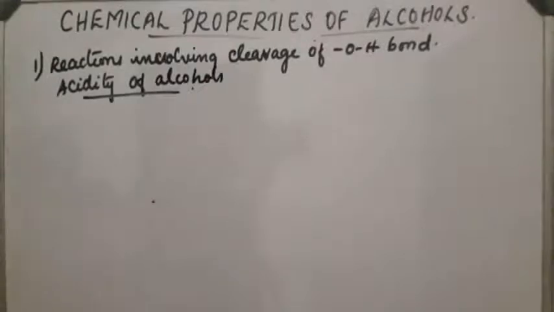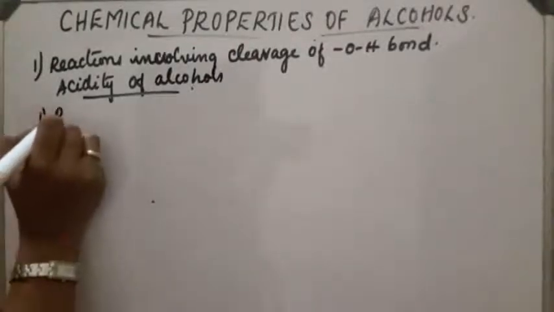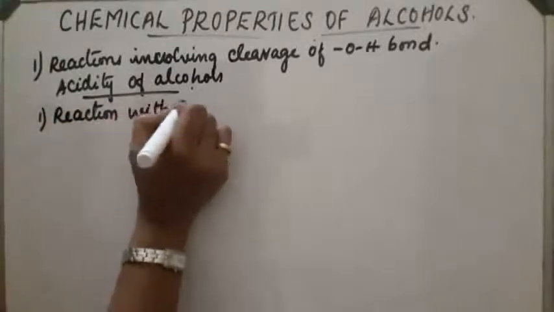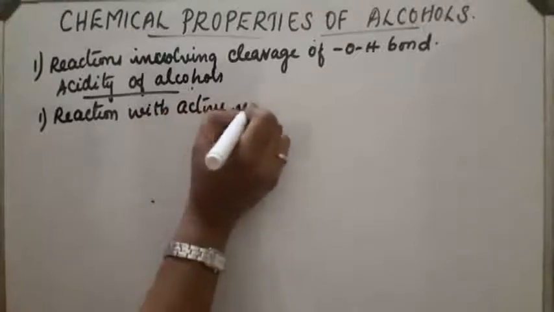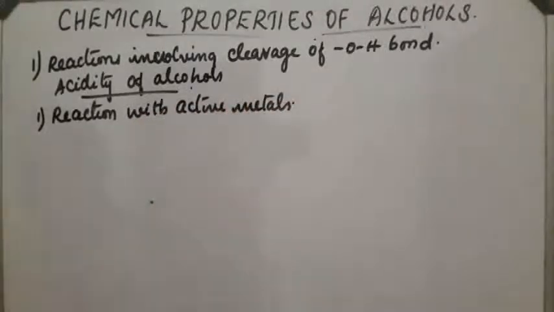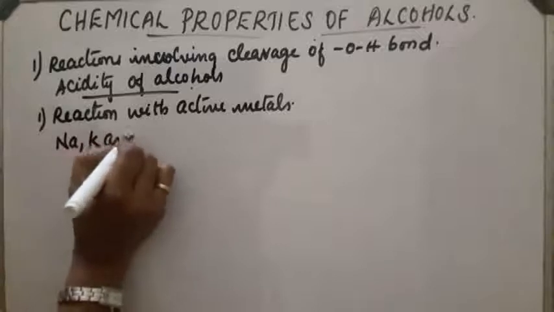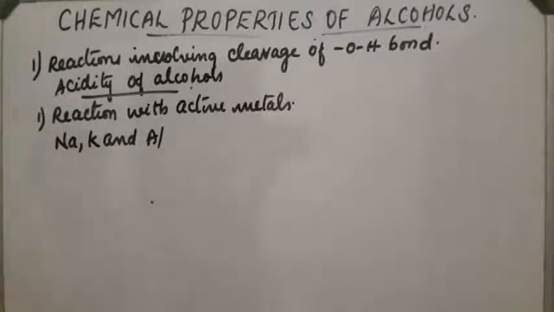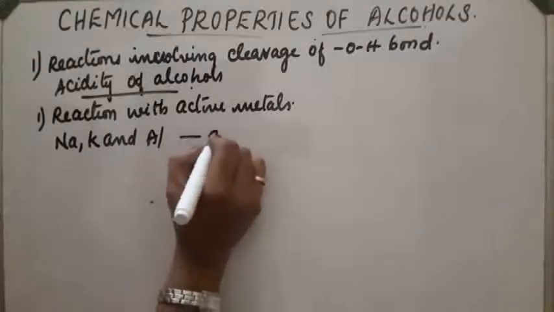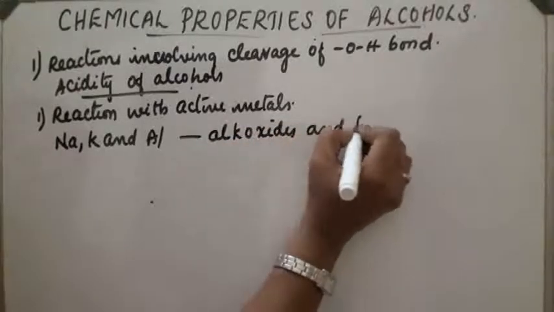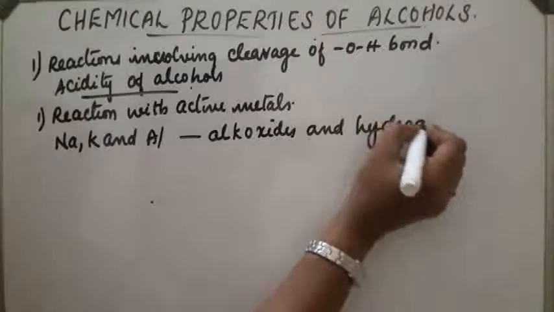First case, reaction with active metals, like sodium, potassium and aluminium. The alcohol reacts with sodium, potassium and aluminium and forms alkoxides and hydrogen. This is the first reaction.